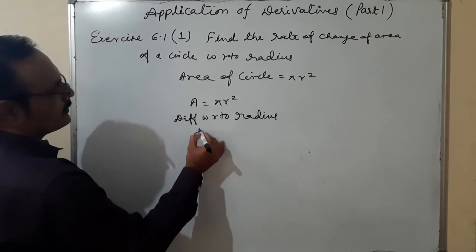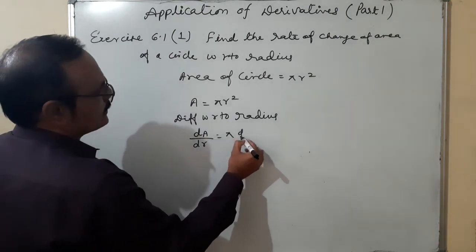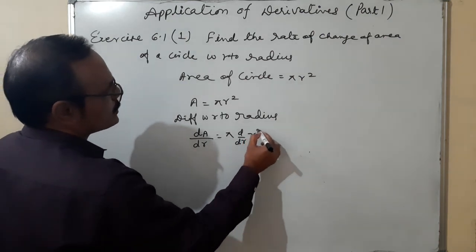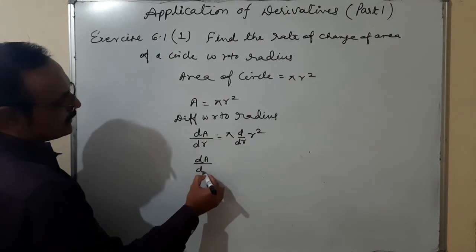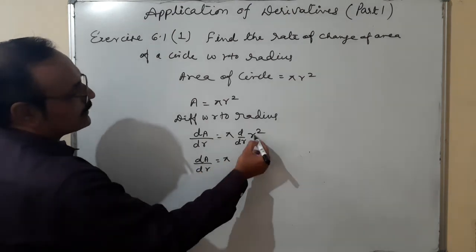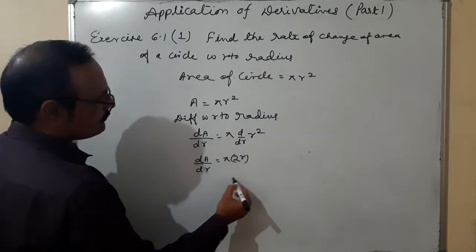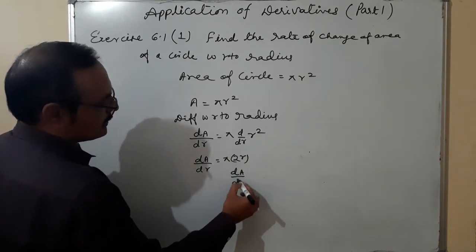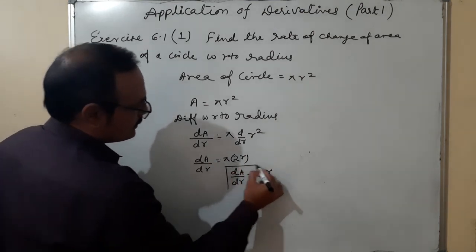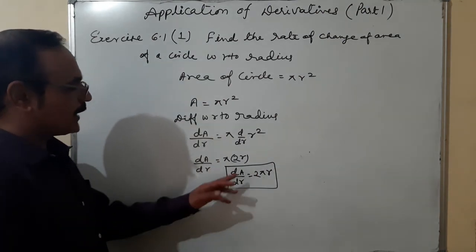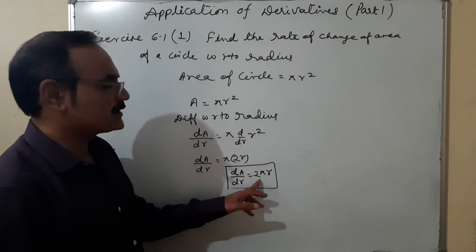Then what happened? dA upon dr is equal to pi dr upon r square. Pi is a constant term. dA upon dr is equal to pi times the differentiation of r square, which is 2r. So that means dA upon dr is equal to 2 pi r. Okay. So the rate of change of area with respect to radius is equal to 2 pi r.